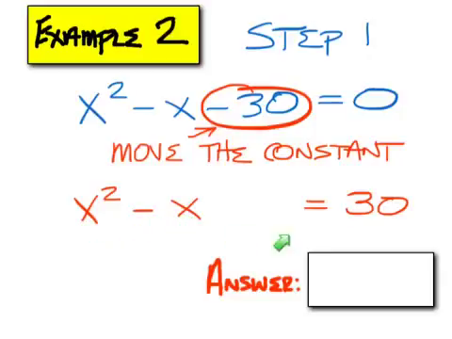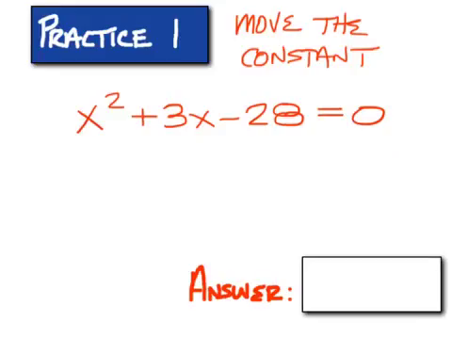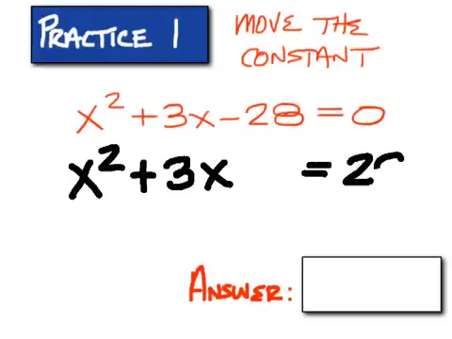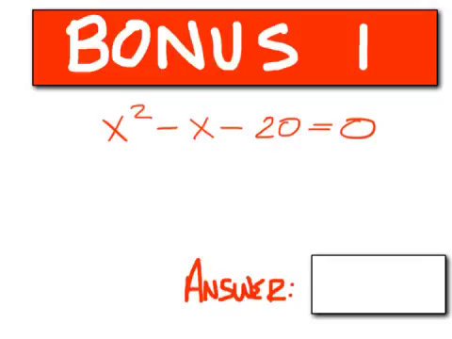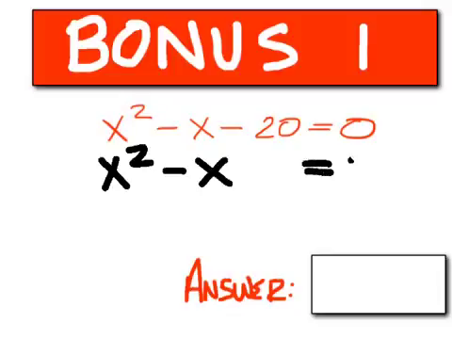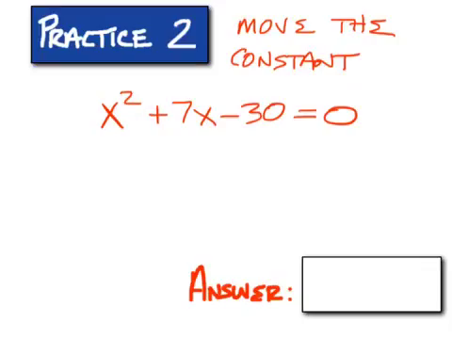When you bring this up here for a practice problem, this is what it should look like right here. Bring up only step 1, what you should have after step 1 on this practice problem. On the practice problem, you should have x squared plus 3x equals 28 after step 1. Your first step should look like this. X squared minus x equals a positive 20.